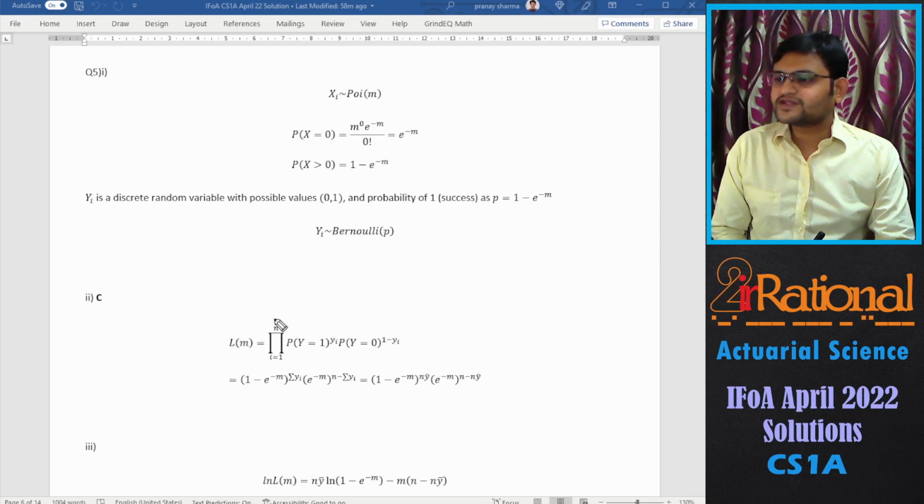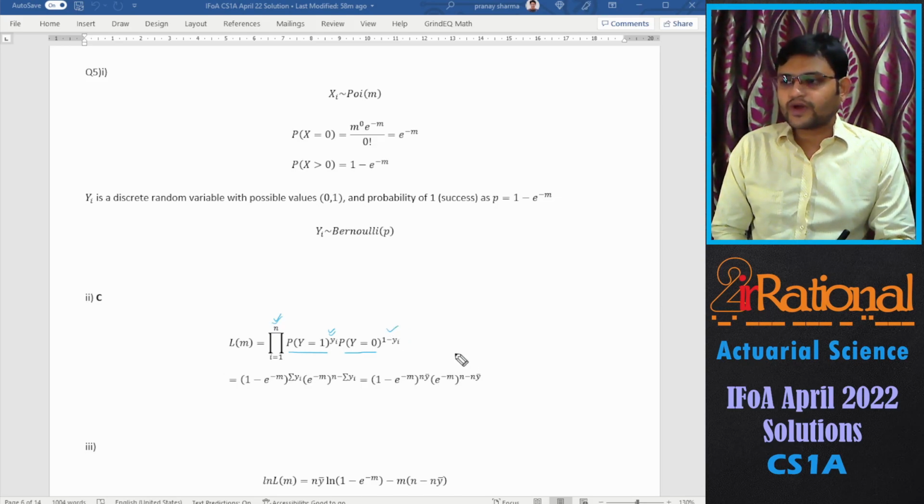So as we have n samples from a Bernoulli distribution, we'll multiply each one of their probabilities. The probability that y is equal to 1, we have to the power of yi, and for y equal to 0, we have 1 minus to the power of 1 minus yi. So we'll get (1 minus e^(-m))^(summation y) and (e^(-m))^(n minus summation y). Writing them in terms of y bar, we'll get these values.